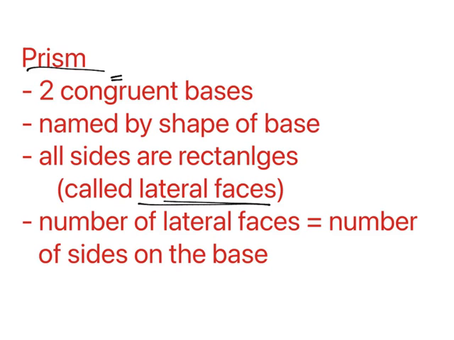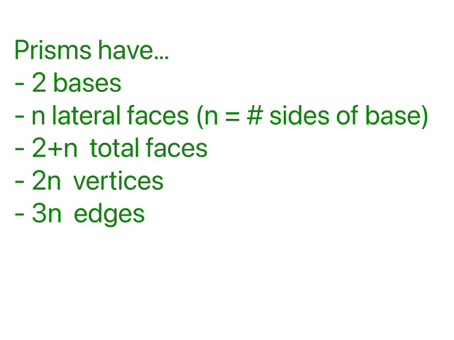So there are two bases, and then we have lateral faces. And the number of lateral faces will equal the number of sides on the base. So if our base is a triangle, we have the right side, the left side, and the bottom. Each side is a rectangle, and there will be three of them.